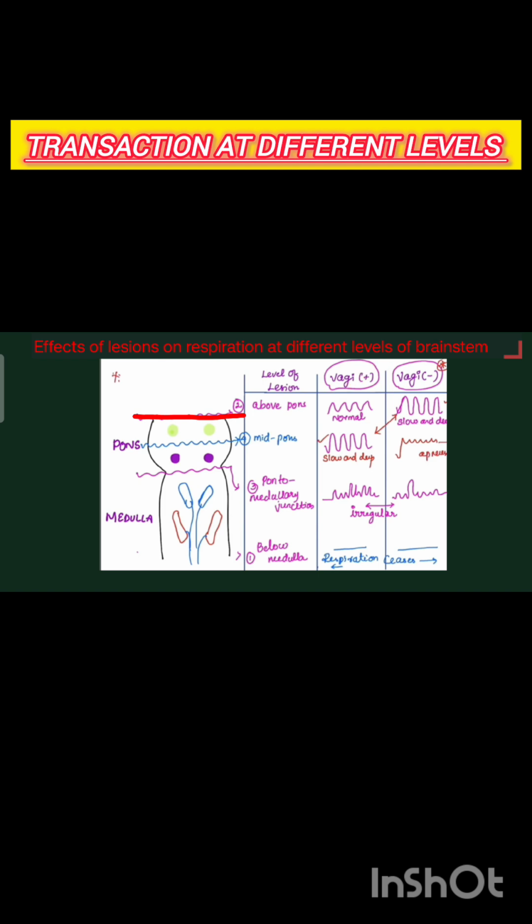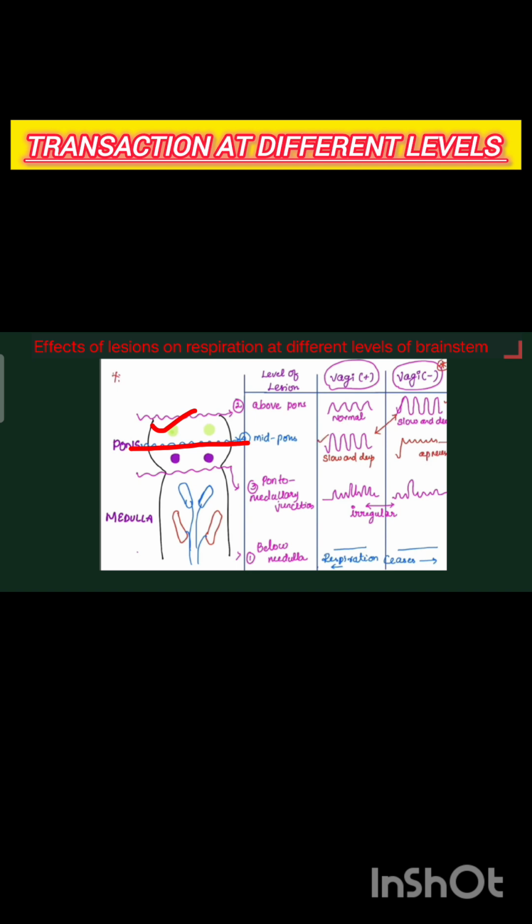Then the next lesion is the mid-pontine lesion. If the lesion is at the midpoint of the pons, then the pneumotaxic centers are cut, and all the other centers are intact. With the pneumotaxic center cut and the vagi intact, one of the inspiratory switches is lost but the vagi are intact. Then again the inspiration is deep and the respiration becomes slow and deep.